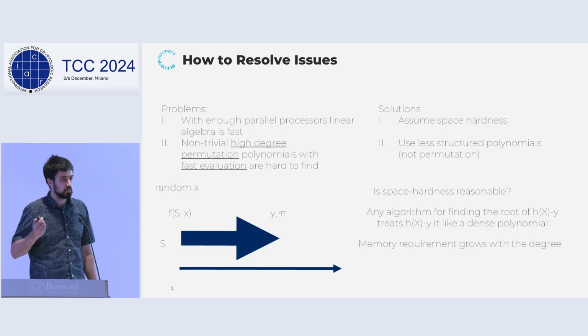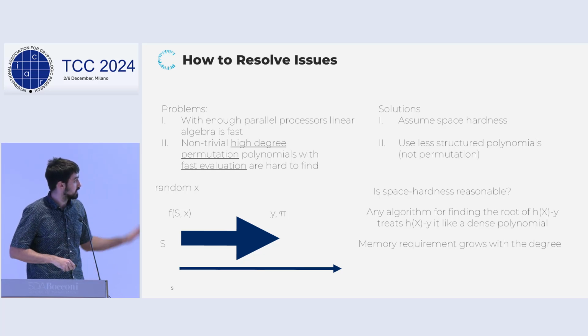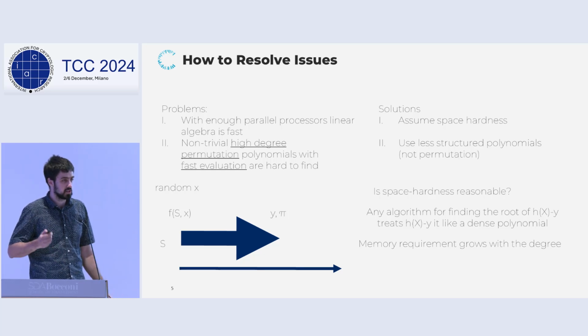Namely, we drop the permutation requirement. And these are much easier to build. You just pick a random sparse polynomial of the degree that you want. Okay, is space hardness reasonable?